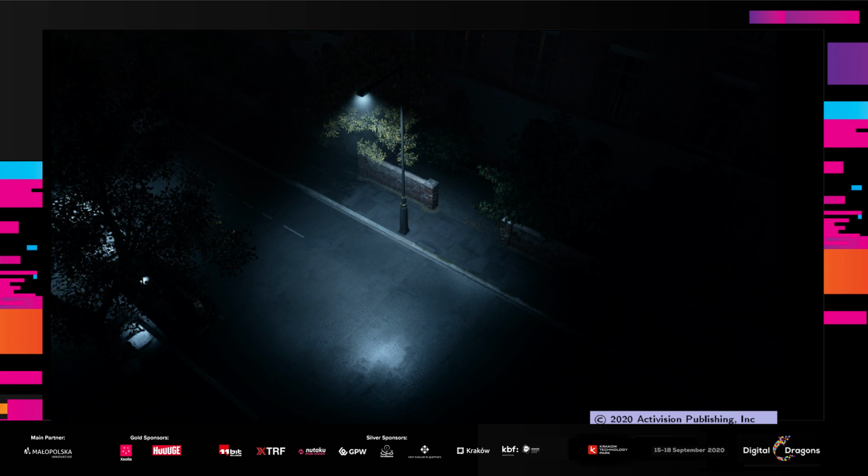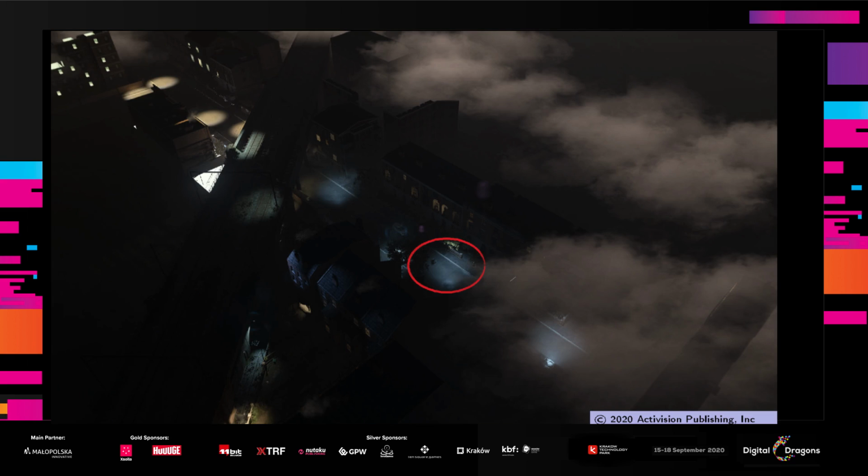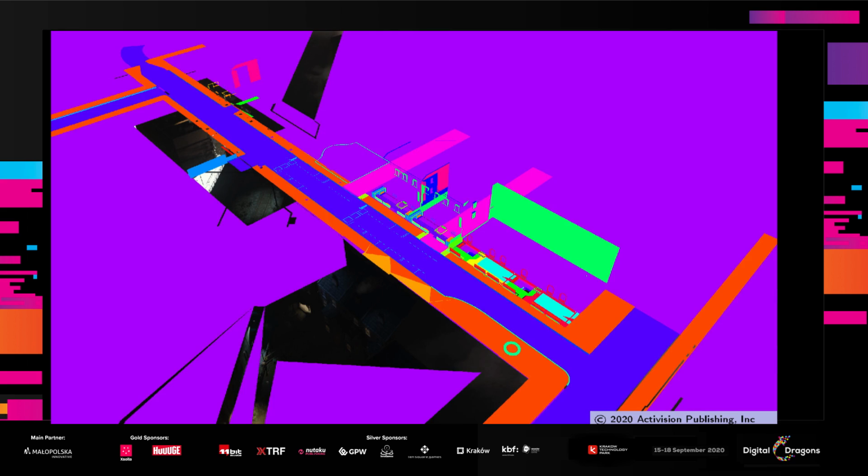Here is an example from our game, a worst case scenario. A light with not much geometry around. And here it is zoomed out. So how many objects could possibly fall into this light's influence radius? And here you can see the answer. Those are color-coded surfaces, and there is probably a lot more of them than you expected.